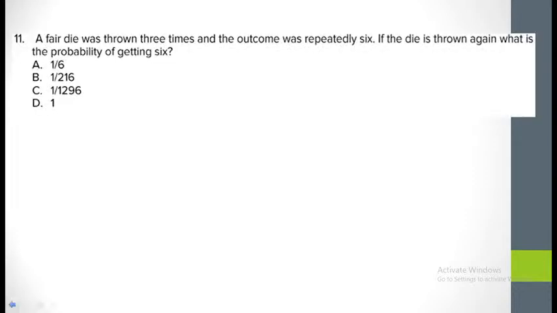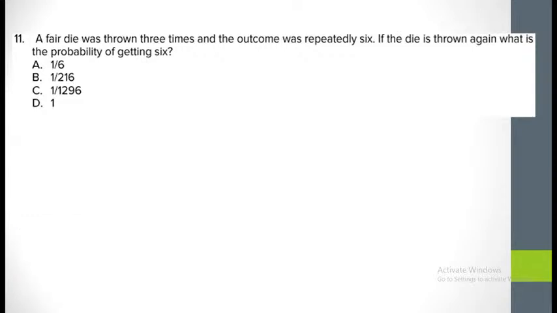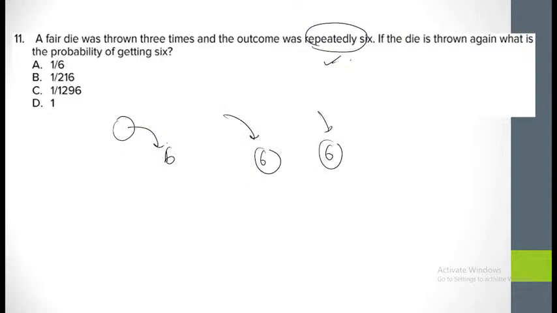Next question, yes. The question is that a fair dice is thrown 3 times and the outcome is repeatedly 6. So, the first time the outcome of the throwing was 6. Then again a 6 came. Third time also 6 came. It is asking that if the die is thrown again, what is the probability of getting 6 in the next outcome also? So, it's a fair dice.